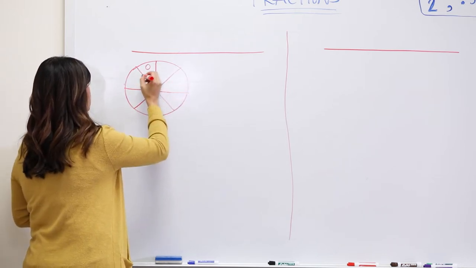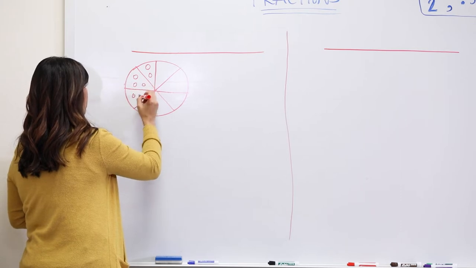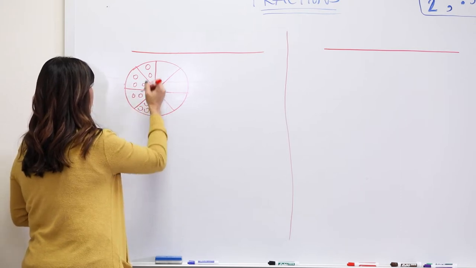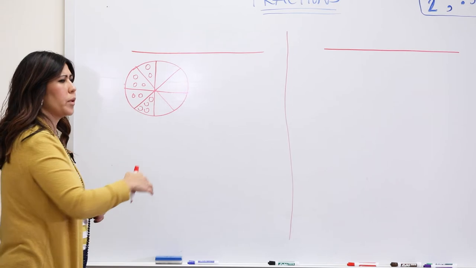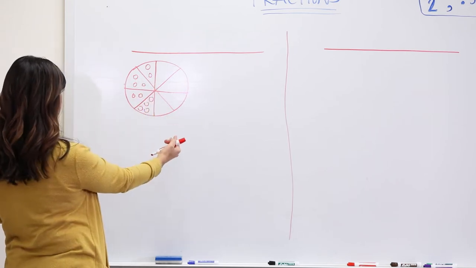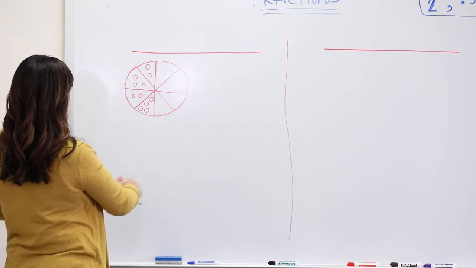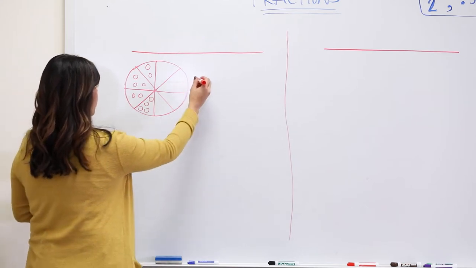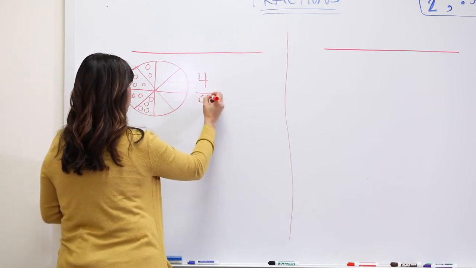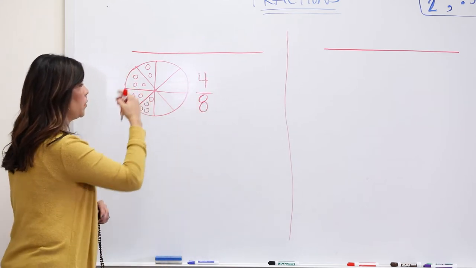I like pizza. So this is all pepperoni, right? Okay. So what would we say? How much is pepperoni? How many parts out of the whole do we have? 4 out of 8. We would say, okay, well, 4 pieces out of my 8 pieces are pepperoni.